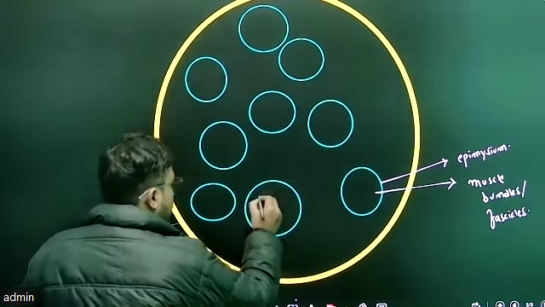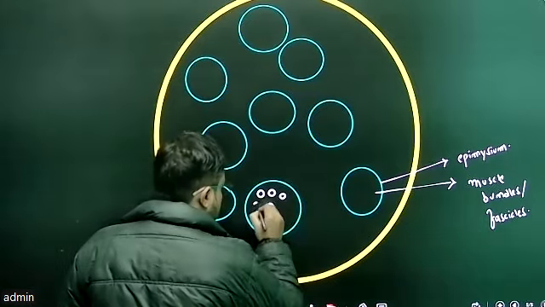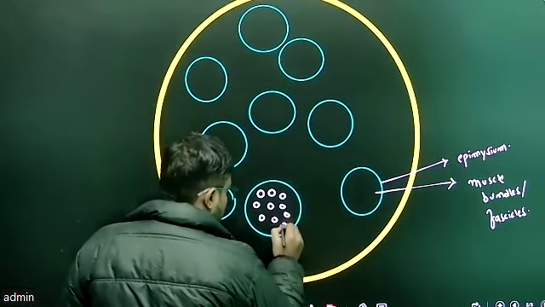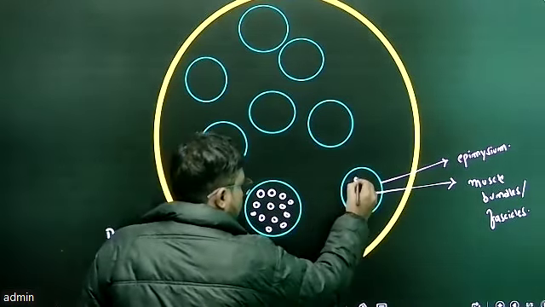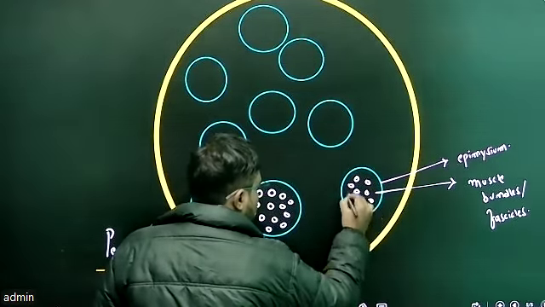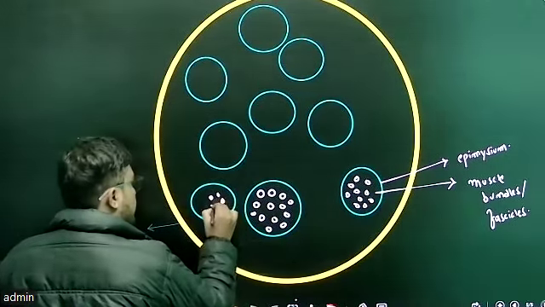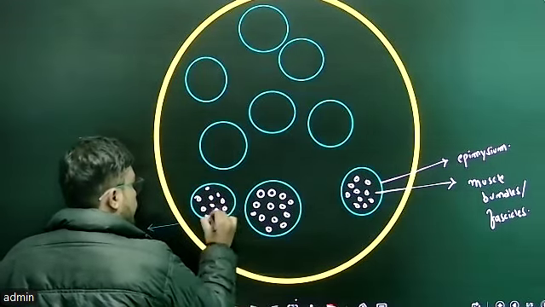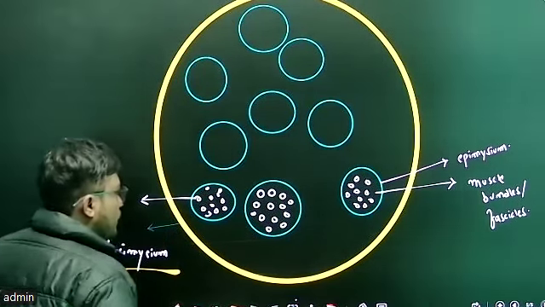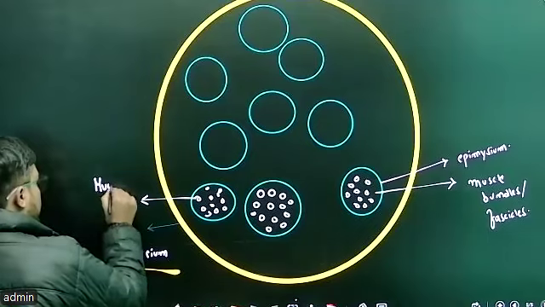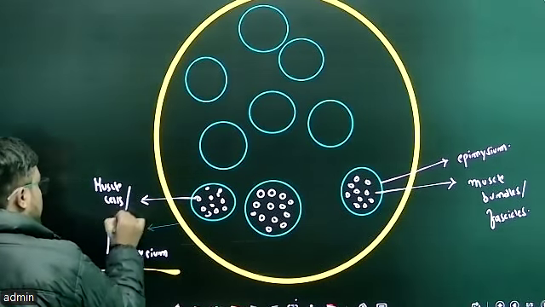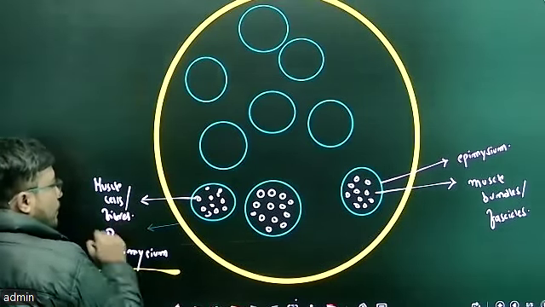Now inside the epimysium, you have numerous muscle cells. All this that you are seeing here, these are numerous muscle cells. What are these? These are your muscle cells, also called muscle fibers.